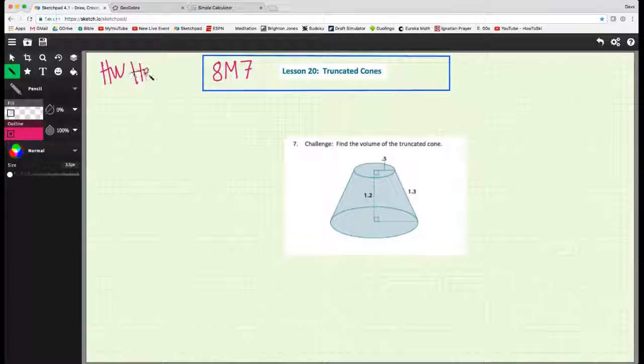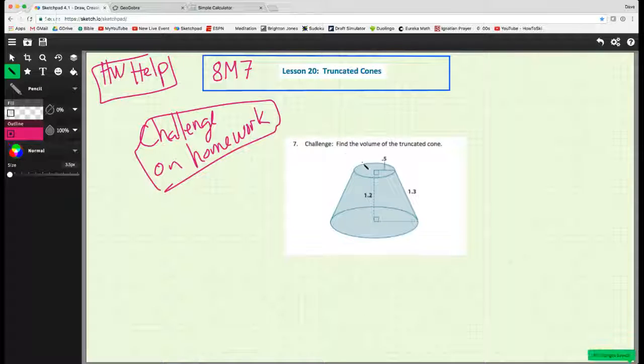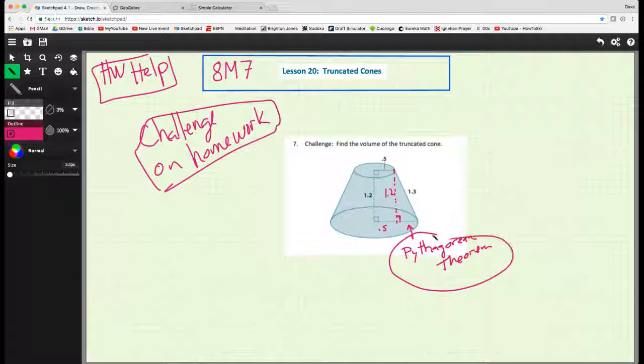This is homework help. There's a challenge problem. This is a challenge on your homework, and I'm not going to do it for you, but I want to give you one little set of lines that might help you solve this thing. Well, you don't know what this line here is, and if you knew what this line here was, you'd know how to solve this problem. But let me give you a little hint. I'm going to drop this line down here. And then I'm going to say, well, this is a rectangle, and so this is 0.5, and this is 1.2. And I'll leave it to you, knowing the Pythagorean theorem, to figure out, use the Pythagorean theorem. Think about the Pythagorean theorem, and maybe you can find out this little last piece over here and solve this problem.